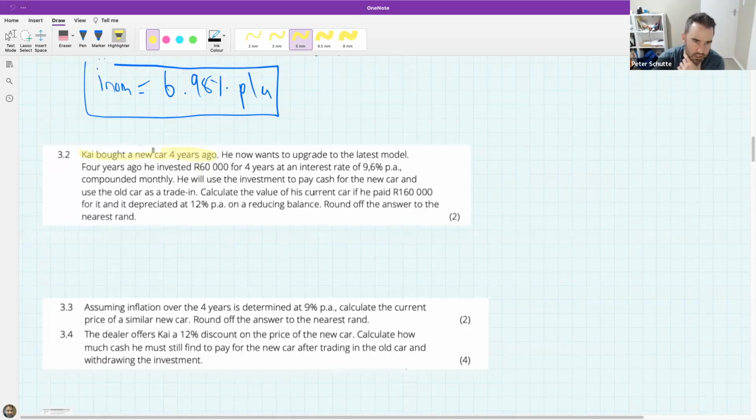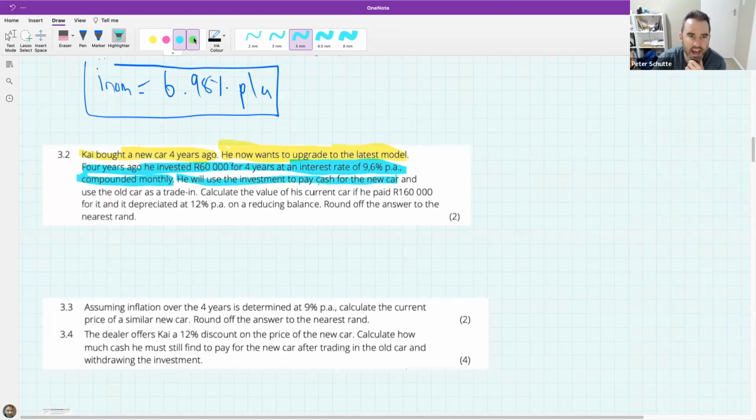So it says Kai bought a new car 4 years ago. He now wants to upgrade to the latest model. And this often happens. Sometimes people like a particular type of car, and if they're lucky enough to earn money to replace it, they do. So 4 years ago, he also invested 60,000 Rand for 4 years at an interest rate of 9.6% per annum compounded monthly. And it says he will use the investment to pay cash for the new car and use the old car as a trade-in. So there'll be some value in that old car.